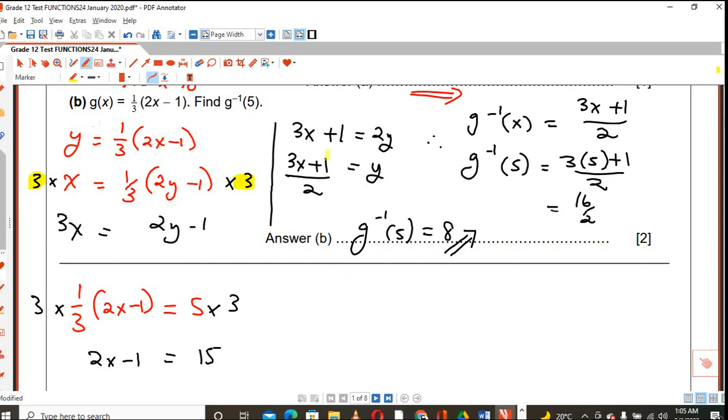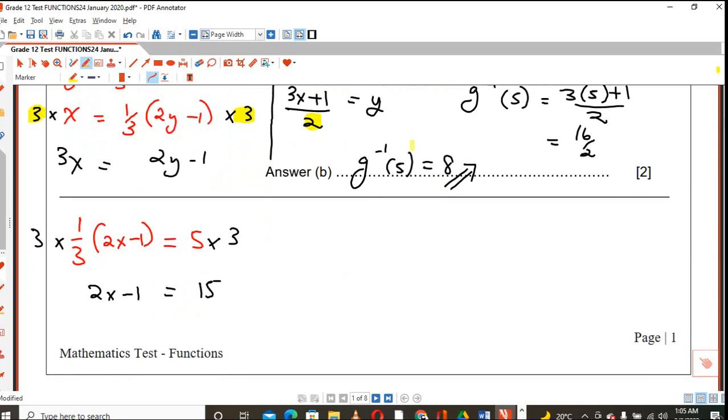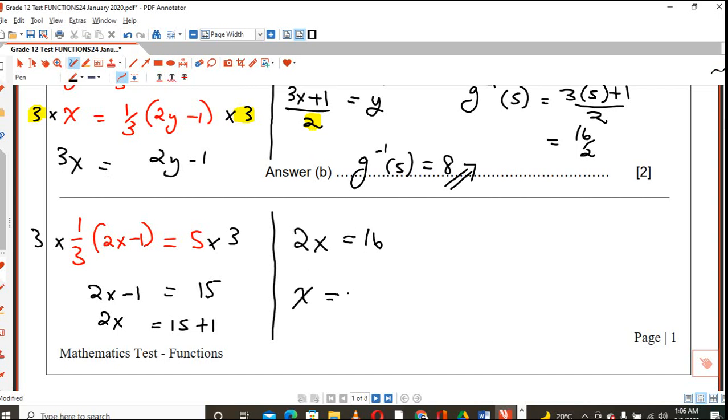Okay. So you see, I'll add 1 and then I'll divide by 2. So it's the same thing that I will be doing here. In order for me to find this, I'm going to say 2x equals 15, add 1. That gives me 2x equals 16. And now I'm going to divide by 2. And then you still get that same answer.